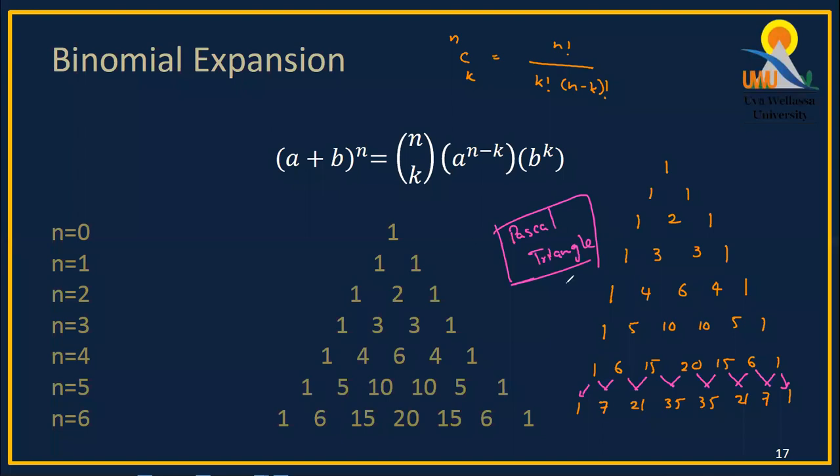And the Pascal triangle can be used to obtain the value for this NCK. Now we have to pay attention to how to obtain this A to the power N minus K and B to the power K. Using some examples, we will look at getting these terms.